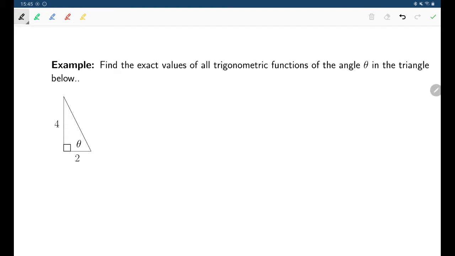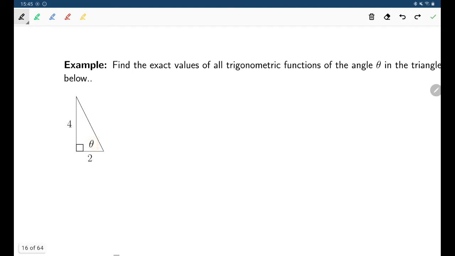So you'll notice here that we've got our angle theta that's in this right corner, and that means that the 4 that we have here must be our opposite side. That's opposite that theta. And that 2, that's the side length for our adjacent side. And the one side that we don't know is the hypotenuse. But this is where we can use our Pythagorean theorem.